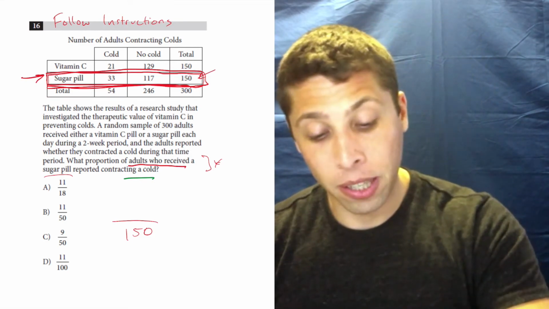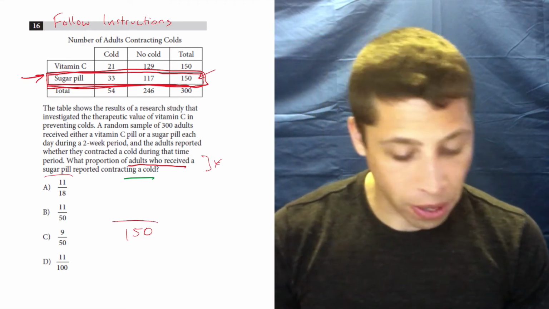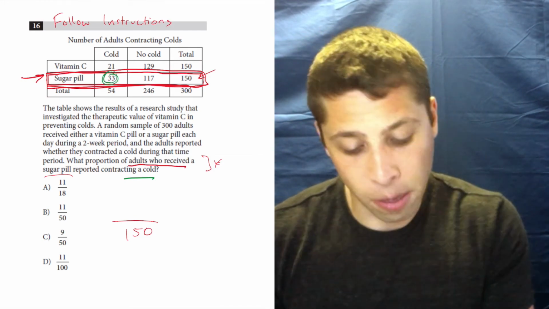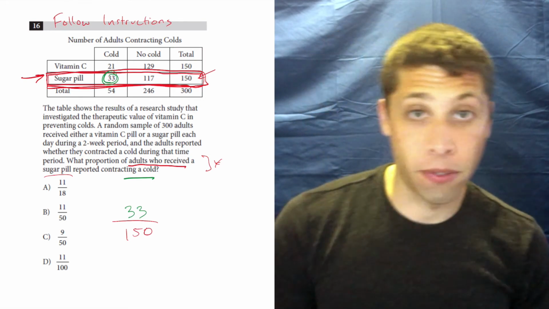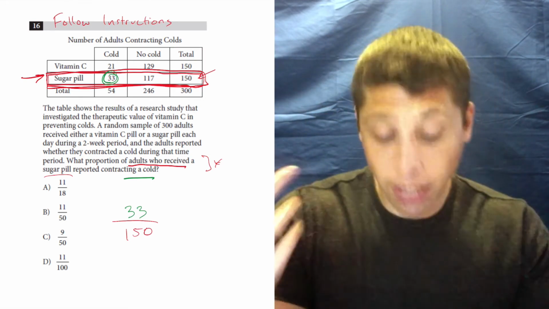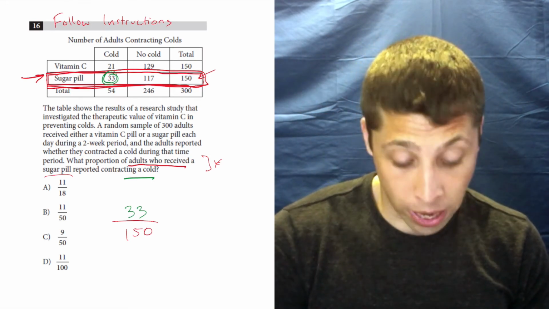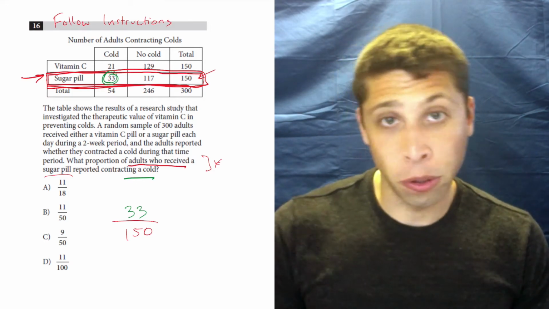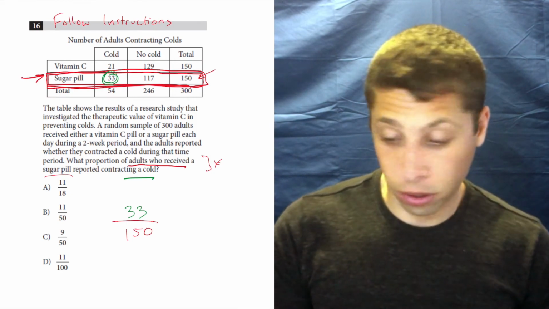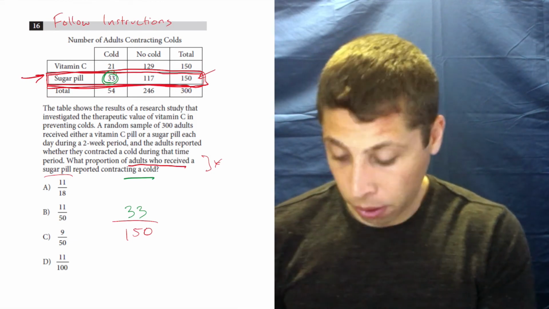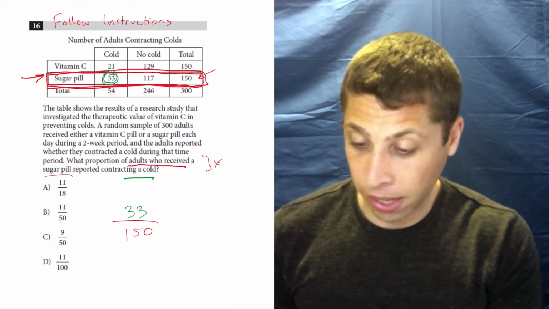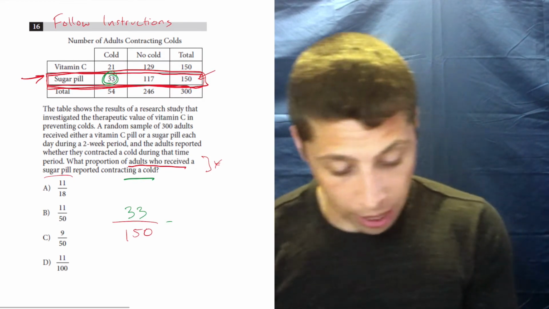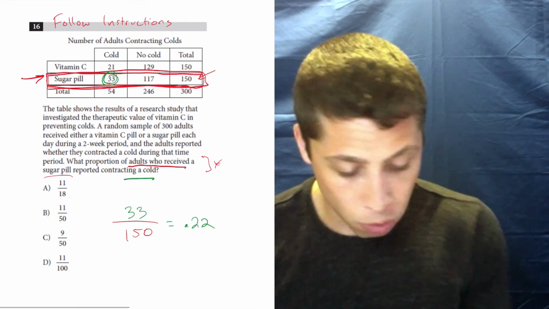For the top, it's pretty easy. We just care about the number who got a cold. So 33 is the number that got a cold. So 33 over 150. That's not an answer choice. We could reduce this fraction the old-fashioned way and find numbers that go into both. I'm going to show you a little shortcut that you can use since this is the calculator section. If I put 33 divided by 150 in my calculator, because that's what a fraction is, right? It's a division question. I get 0.22.